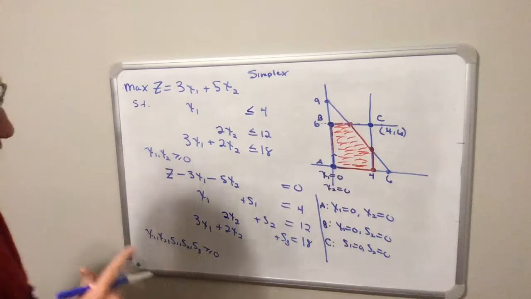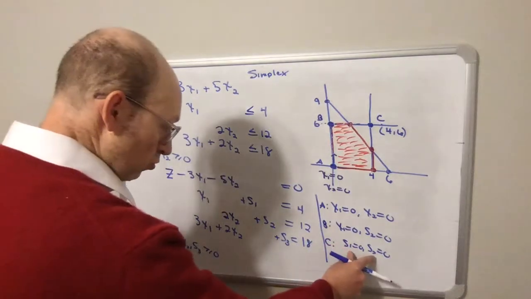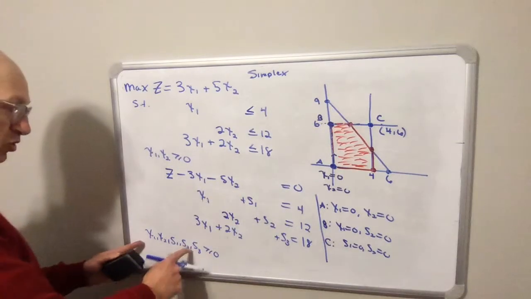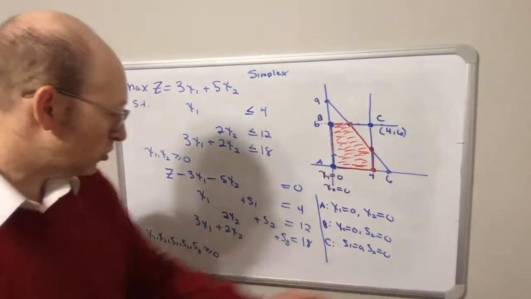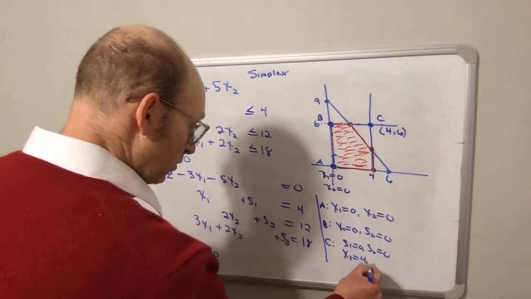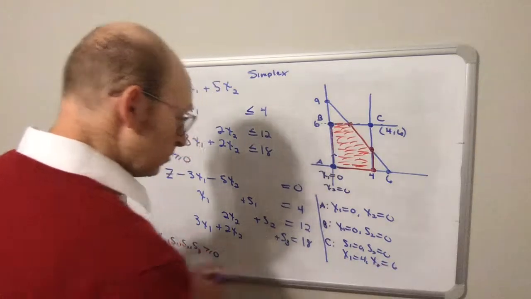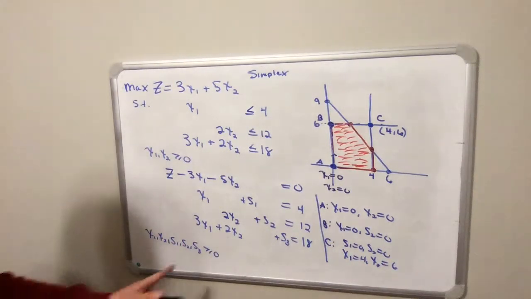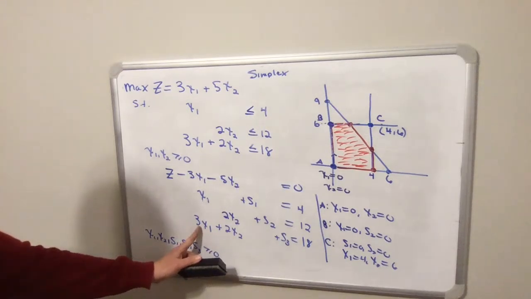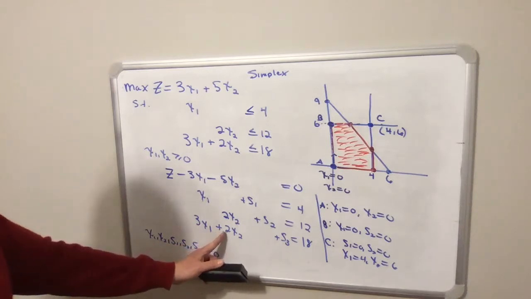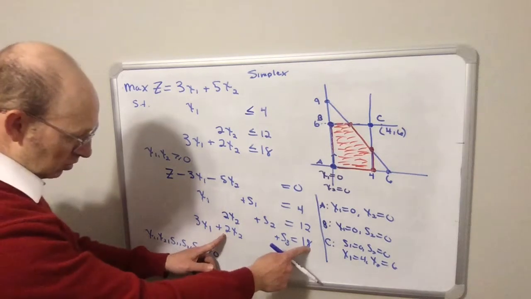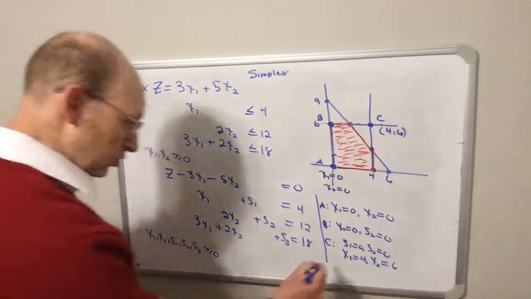So let's say we continue, and once we know 2 values of the 5 variables, we can solve for the rest. Let's do that. S1 is 0, S2 is 0. We already solved X1 is equal to 4, X2 is equal to 6. One more to solve for, so let's solve for S3. 3 times 4 is 12, 2 times 6 is 12, that's 24. 18 minus 24, S3 is negative 6.